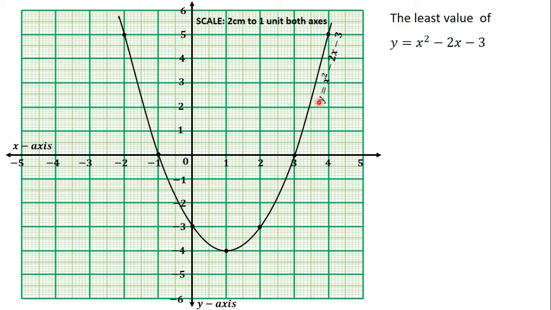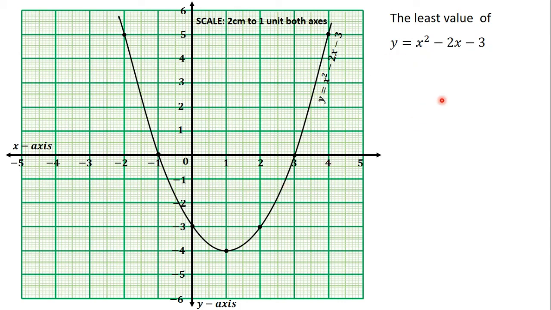This is the graph of the relation y is equal to x squared minus 2x minus 3. We are going to find the minimum value or the least value. As we learned in the previous video, if the graph has a U-shape, then the function will have a minimum value or a least value. So we are going to use this graph to find the least value or the minimum value of this function.